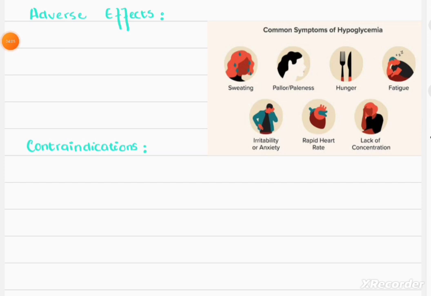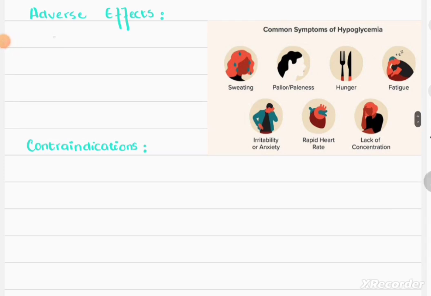Now, the most common adverse effect of sulfonylureas is hypoglycemia. So if the patient has hypoglycemia, they will have all these symptoms: they will be sweating, the patient may become pale, there is increased hunger, fatigue, irritability or anxiety, rapid heart rate, or lack of concentration. All these symptoms will occur in a patient with hypoglycemia, and it is a very common side effect with the usage of sulfonylureas.